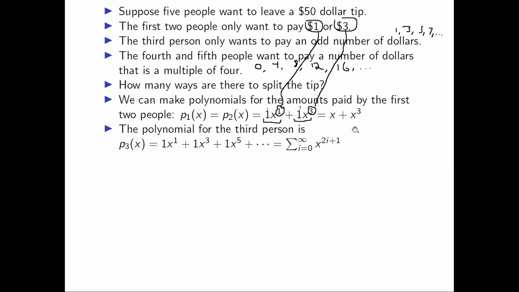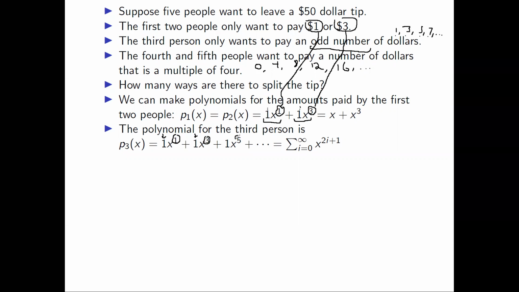Let's look at the polynomial for the third person. Third person, they only want to pay an odd number of dollars. Odd. So remember odd, it's like 1, 3, 5, 7, and so on. So the coefficient of x to the 1. 1 is a possible number of dollars that the third person is willing to pay. So that means that there's one way for them to pay $1. So we got a coefficient of 1 in front of x to the 1. Same with x to the 3. The third person, they're willing to pay $3, and there's one way they'll pay $3. So we get a 1 in front of x to the third.